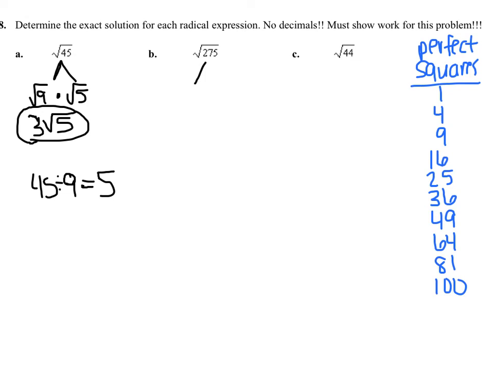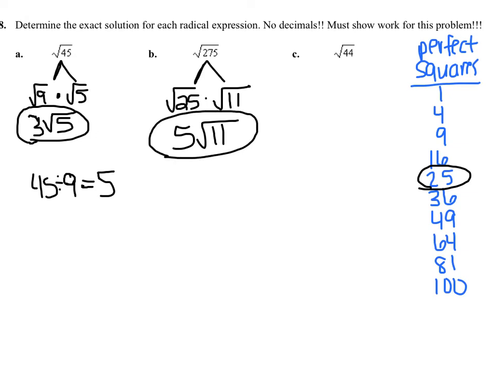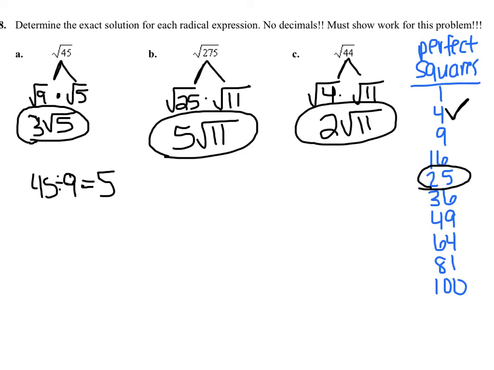Over here, 275. I know 25 goes into it 11 times: 25 times 11. The square root of 25 turns into a 5, and the square root of 11 is not a perfect square, so it stays square root of 11. Here we've got 44, and 4 does go into 44, so that would be the square root of 4 times the square root of 11. The square root of 4 is 2, and the square root of 11 stays, so it would be 2 square root of 11.